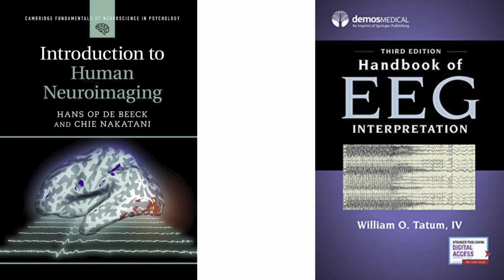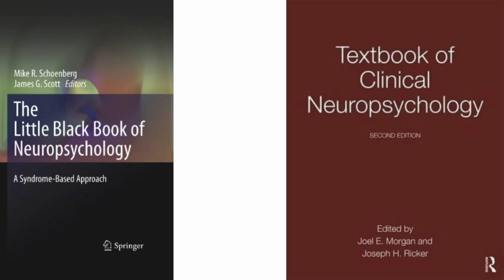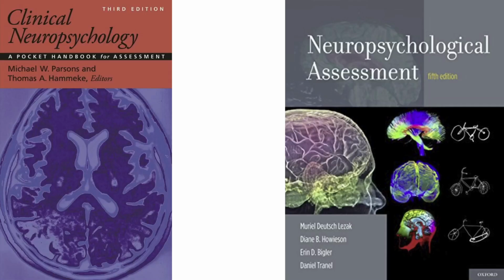And if you want to learn more specifically about EEG interpretation, Tatum's Handbook of EEG Interpretation may be helpful for you. And for learning more about neuropsychological practice, the Little Black Book of Neuropsychology by Schoenfield and Scott, and the textbook of Clinical Neuropsychology by Morgan Ricker are both great books, as well as a pocket handbook for assessment by Parsons and Hamecki, as well as Lazak's Neuropsychological Assessment.